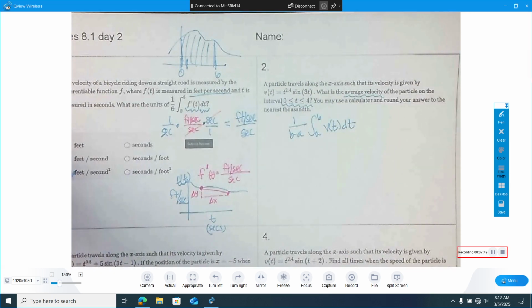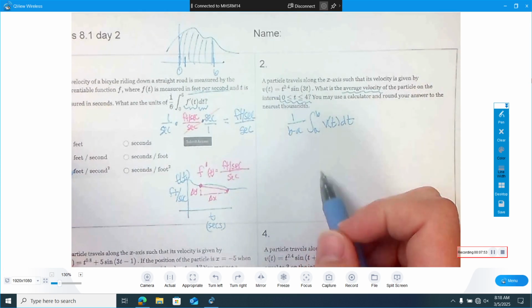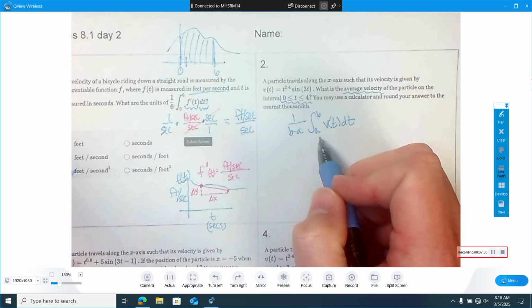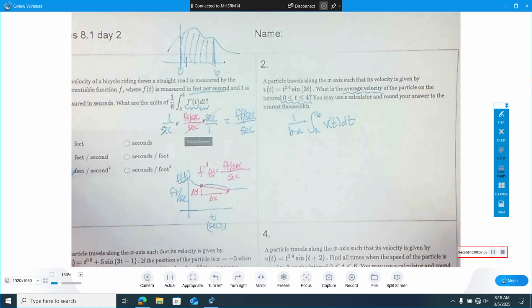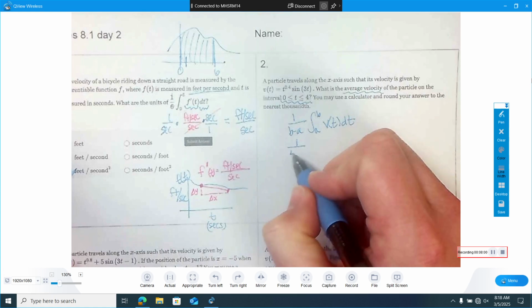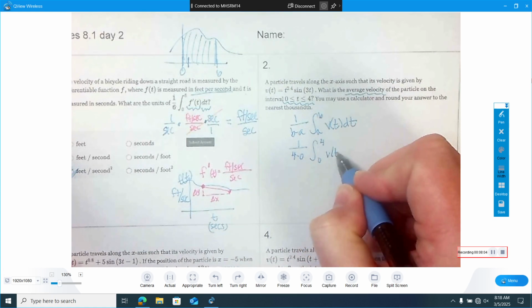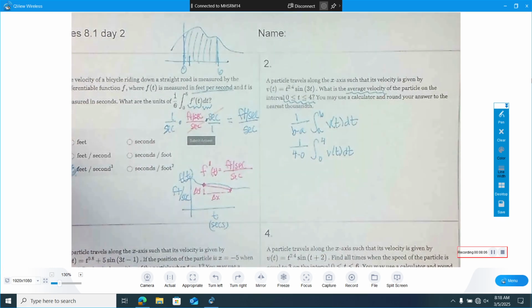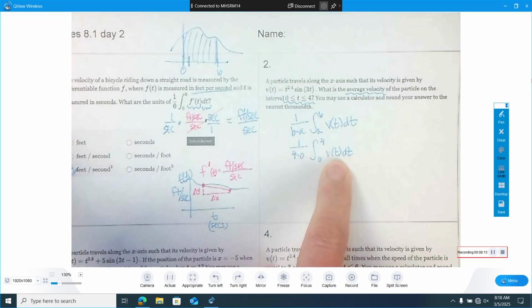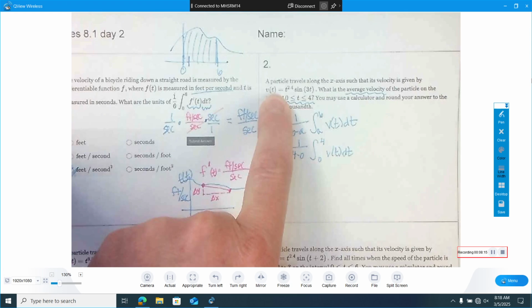Okay? And so what is my interval that we're interested in? What's my a and b? 0 and 4. So we've got 1 over 4 minus 0 times the integral from 0 to 4 of v of t dt. And this is lovely. This is all you need to communicate on a free response question. You are using the function that they have already named, okay?